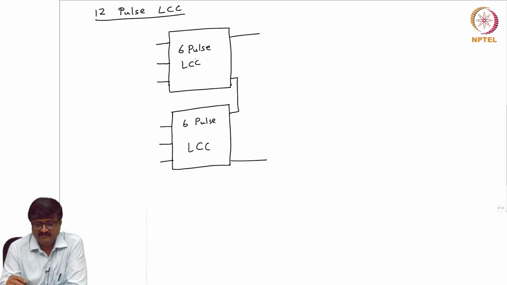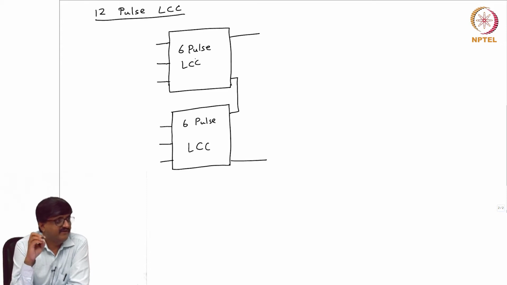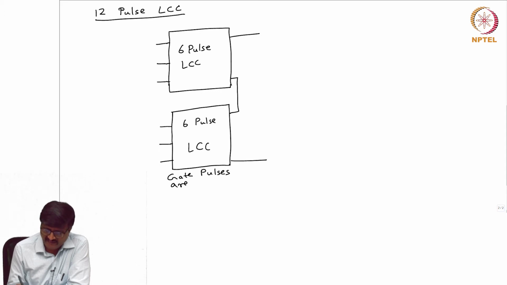Now, the voltages that appear on the AC side of the second 6 pulse LCC are identical to the voltages which appear on the AC side of the first 6 pulse LCC, except that there is a phase lag of 30 degrees. Accordingly, the instant of gate pulse will be delayed by 30 degrees. So, with respect to the first 6 pulse LCC, the gate pulses of the second are delayed by 30 degrees.